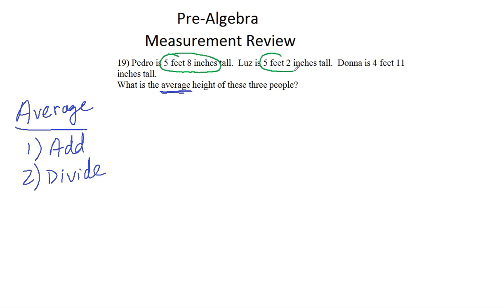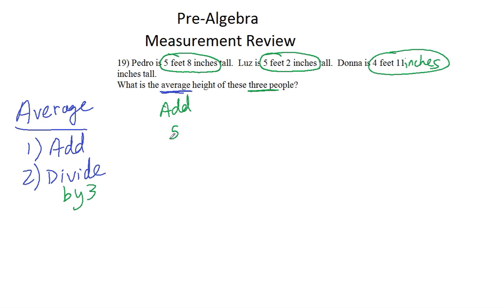Luz is our second person, 5 feet 2 inches. That is 1 measurement. That's 1 height. And Donna is 4 feet 11 inches. I'm just going to write inches over here. That is a third person. Okay, so they even help us here. 3 people. So for this problem, we are going to divide by 3. But first, we need to start by adding them all up. So I'm going to do that addition right here.